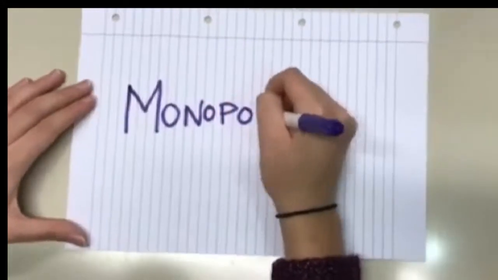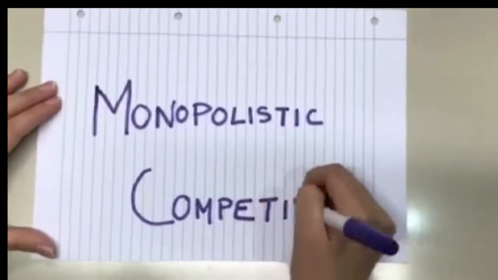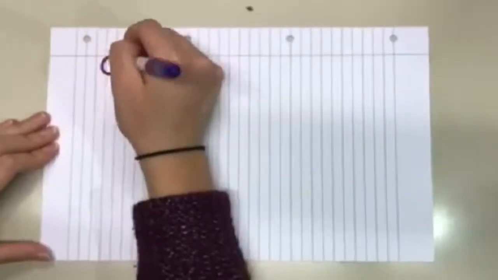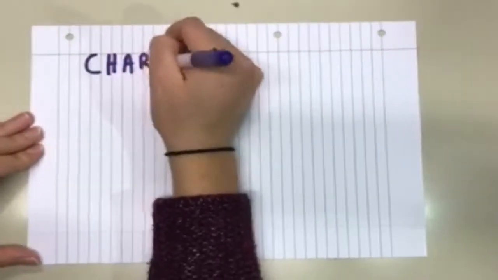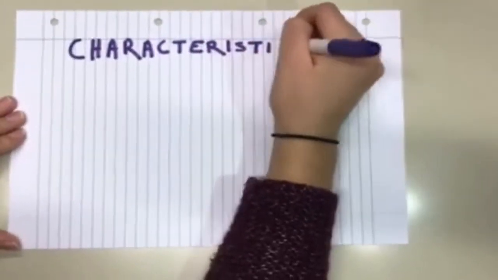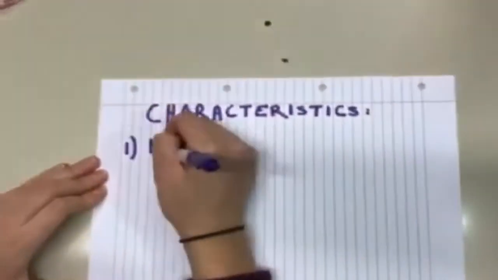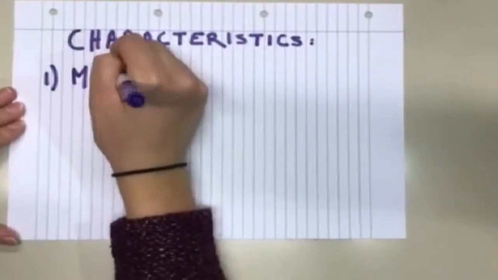Monopolistic competition is a market structure in which many firms sell products that are similar but not identical. Now, let's see the different characteristics of the monopolistic competition. First of all, there are many sellers in the industry. They are all competing for the same group of consumers.